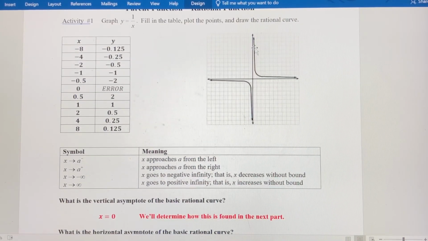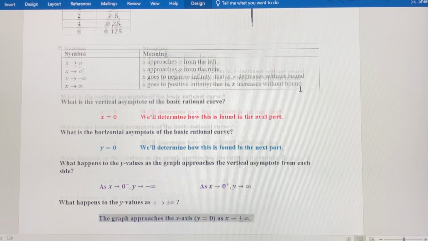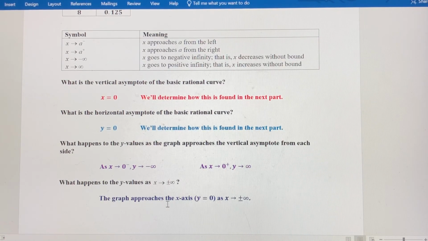The same thing happens on the right side. As x approaches positive infinity, the y value is going to approach 0 as well. So on the extremes of each graph, the y value is getting closer and closer to 0. It will never equal 0. It will never cross over the x-axis here, but it approaches 0. So we say the graph approaches the x-axis, or y equals 0, as x approaches positive infinity to the right and negative infinity to the left.